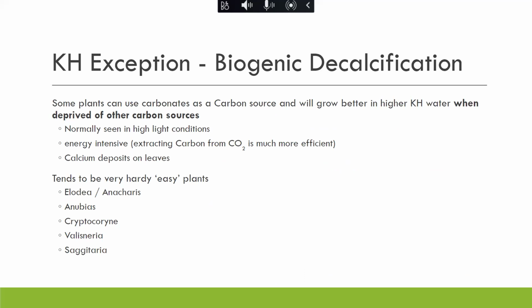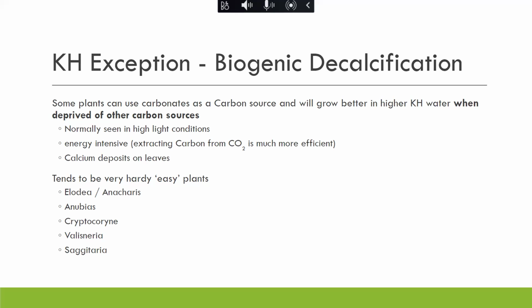So the KH exception, right, is biogenic decalcification, right? Some plants can actually use carbonates as a carbon source and will grow better in high KH water when deprived of other carbon sources. This is normally seen in high light conditions. And actually, I saw it in my tank when I was very first setting up, before I had gotten an RO system, when I was still using tap water. And I saw it on Vallisneria and Elodea.